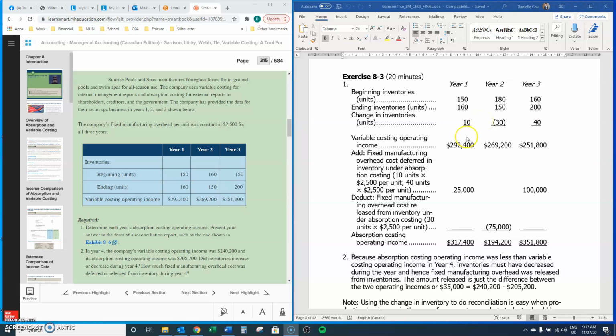So our inventory got bigger by the end of the year. That means we are going to add fixed manufacturing overhead costs deferred in inventory. Those costs don't get expensed that year. They are added to our inventory under absorption costing. And the amount is going to be the number of units.